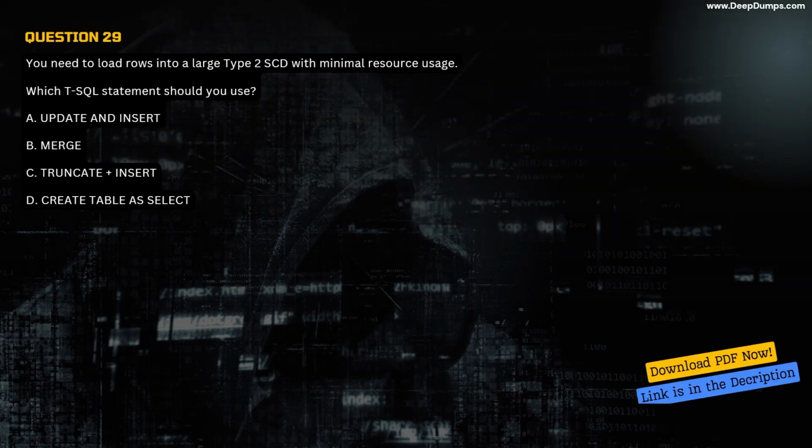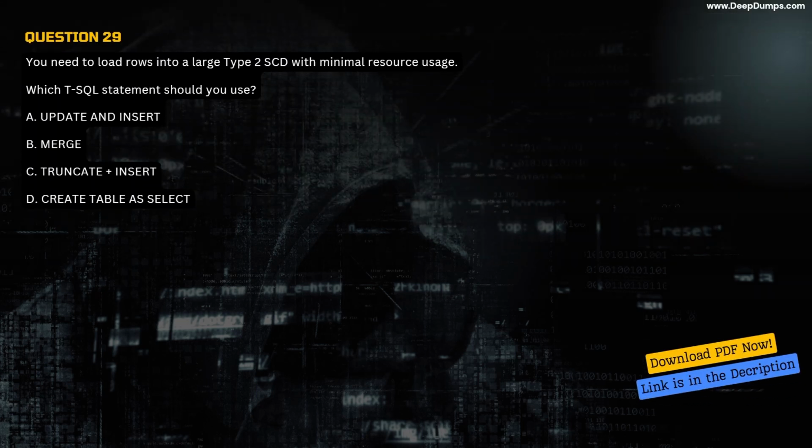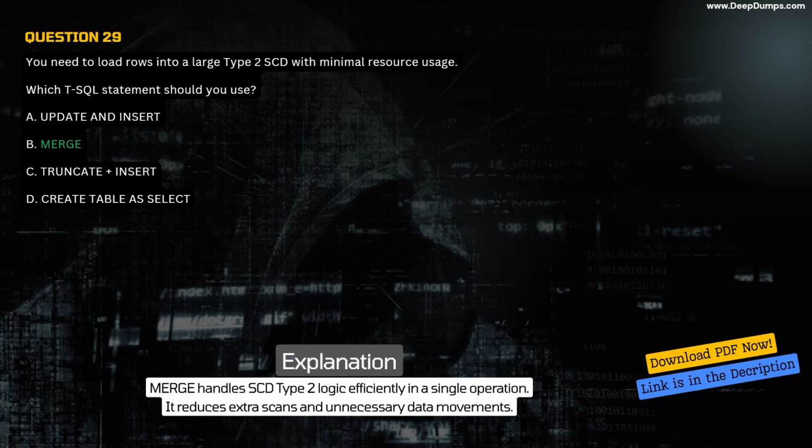Question 29. You need to load rows into a large Type 2 SCD with minimal resource usage. Which T-SQL statement should you use? A. Update and insert. B. Merge. C. Truncate plus insert. D. Create table as select. Correct answer B. Merge. Explanation. Merge handles SCD Type 2 logic efficiently in a single operation. It reduces extra scans and unnecessary data movements.